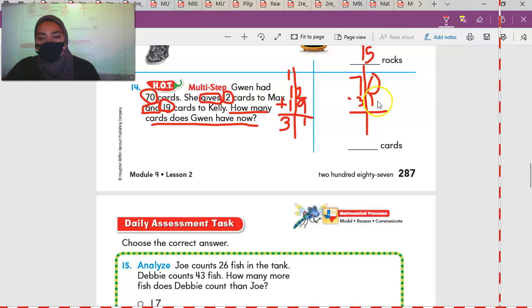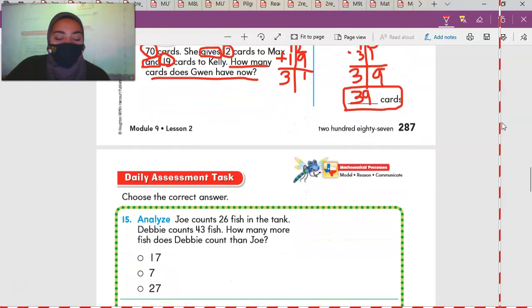0, take away 1. Can you do that? You have to borrow from the tens place. 7 becomes a 6, and 0 becomes a 10. 10 take away 1 is 9, and 6 take away 3 is 3. What's your answer? 39 cards. Very simple problem.